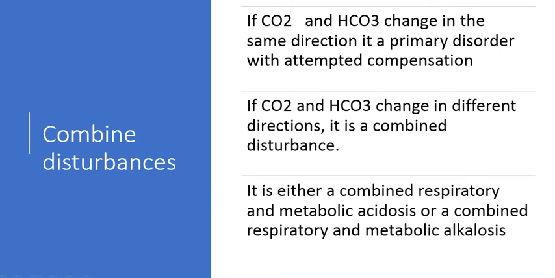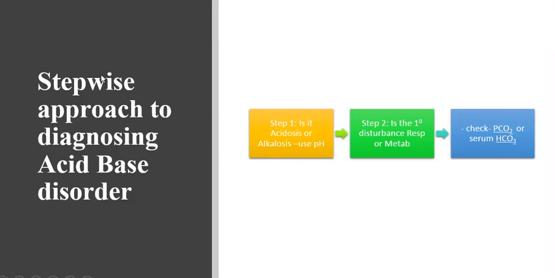That is a combined disturbance. Or you can have a metabolic acidosis occurring together with a respiratory acidosis. That is what we mean by mixed disturbance. You can have a mixed acidosis or a mixed alkalosis. When we say compensation, that means the primary disturbance and the compensation are going in opposite directions. If you have a primary respiratory alkalosis, the compensatory mechanism will be a metabolic acidosis, right?